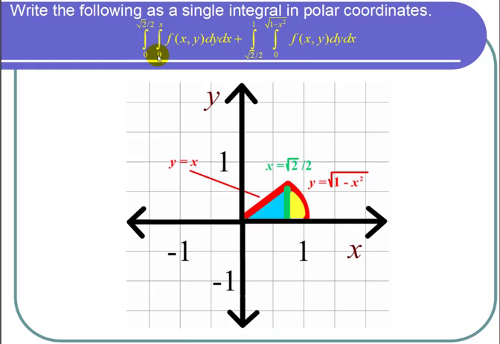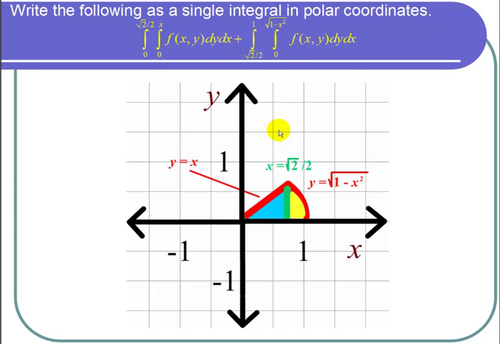We have that y goes from 0 to x, so that means the bottom curve is 0, and the top curve is y equals x. We have x going from 0 to root 2 over 2, so I stopped it at root 2 over 2, which is just around here.